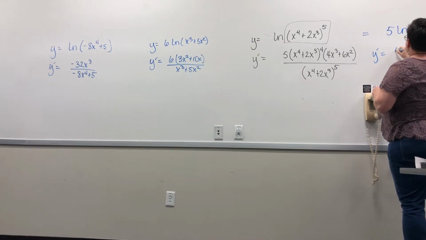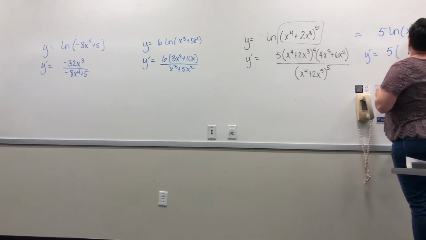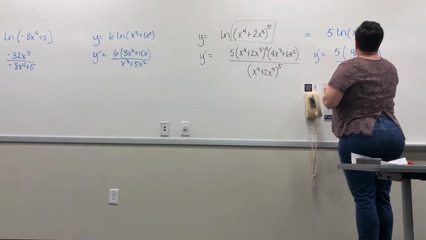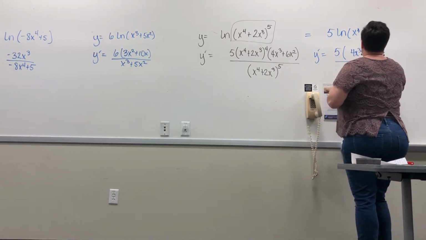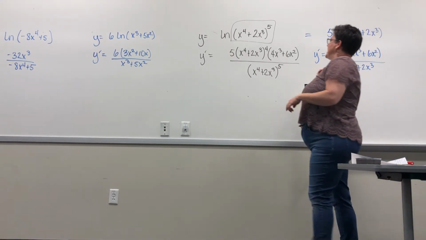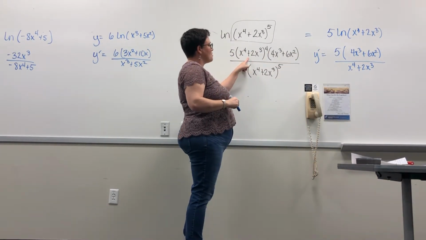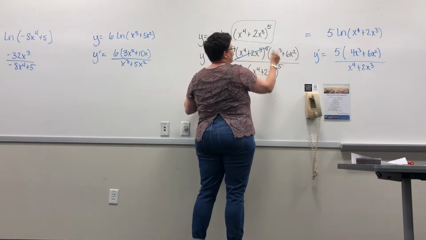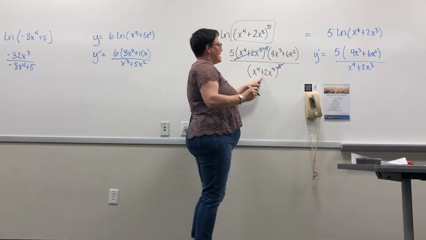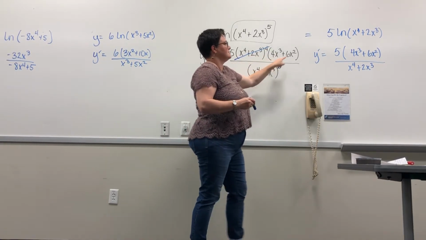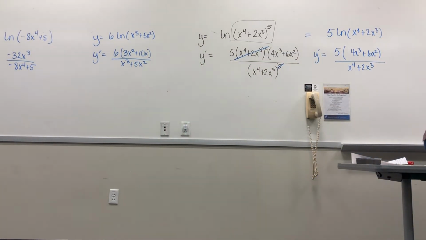Y prime equals 5 goes along for the ride. Derivative would be 4x cubed plus 6x squared divided by x to the 4th plus 2x cubed, right? U prime over u, 5 goes along for the ride. This is the same as that. Here's 4 of them, here's 5 of them. So if I cancel out all of these, and I get rid of this guy, now I have x to the 4th plus 2x cubed on the denominator, and I'm left with 5 times this, 5 times this. Which one's easier? The last one.